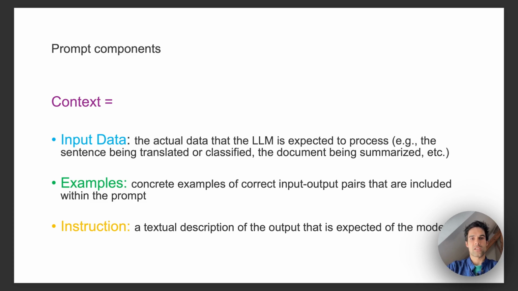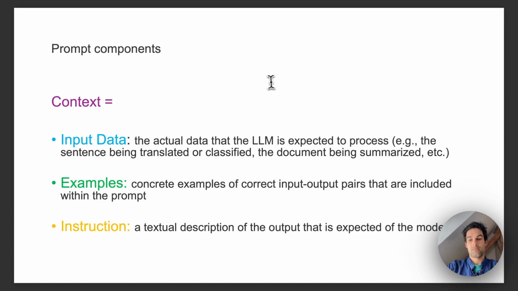So for instance, consider a translation task. So you would provide examples of translations, so the model can then deduce how to translate a new unseen data point that you provide. And then you have instructions, and these instructions basically encode the task that you want the model to perform. So you should clearly describe what the task at hand is.